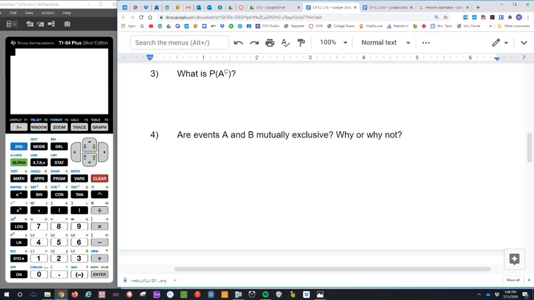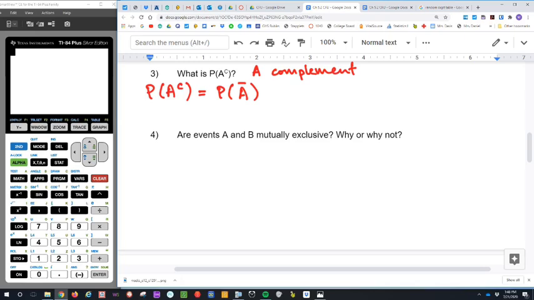So number 3, what is the probability of A superscript C? So what does A superscript C mean? It actually means A complement. It's not really a power of C, but it's called A complement. Another way to write A complement is A with a dash on top.